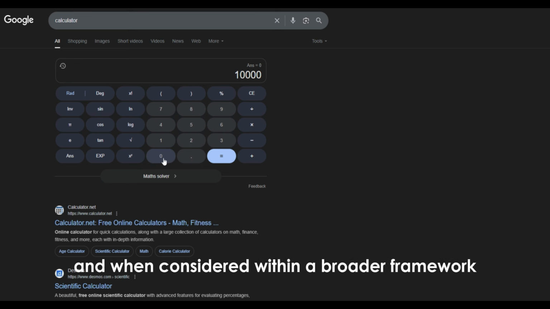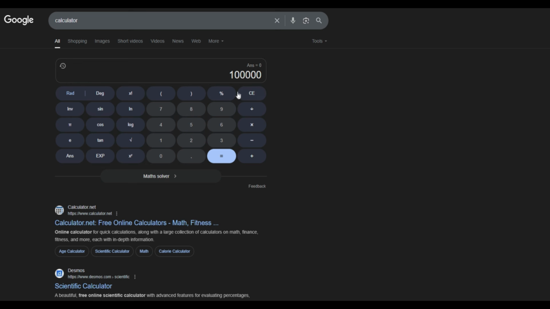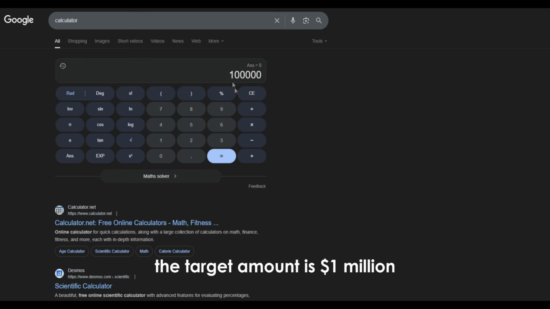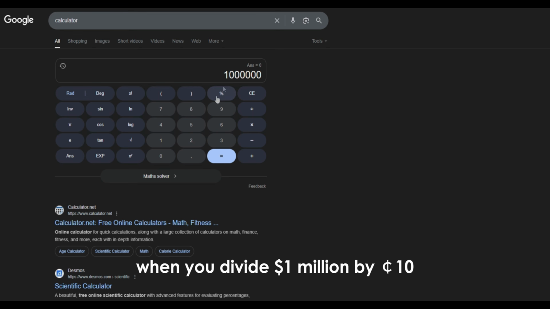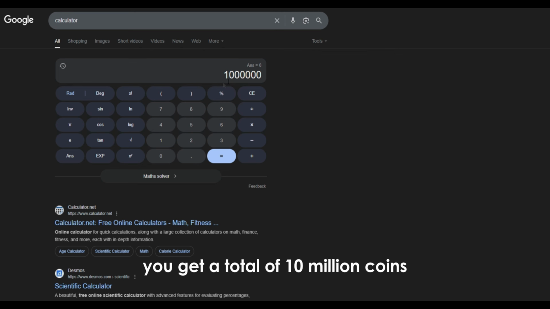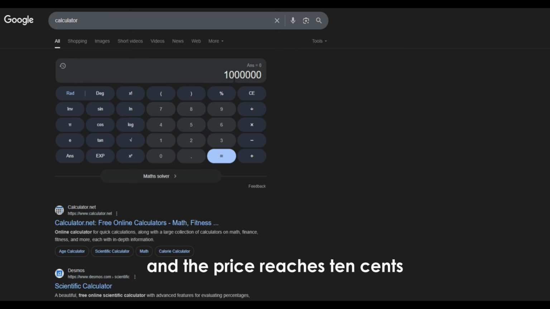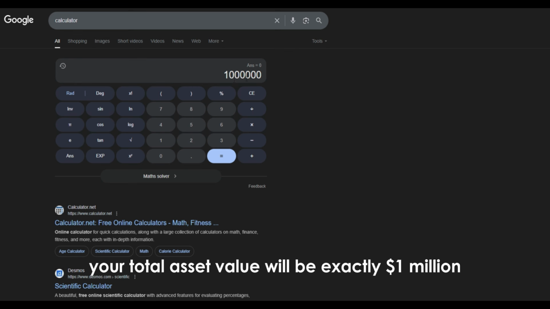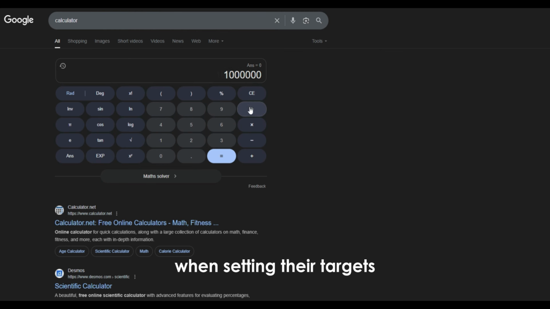And when considered within a broader framework that includes investor psychology, it becomes quite compelling. In the example you provided, the target amount is $1 million, and to reach this target, the first step is dividing by the target price of 10 cents. When you divide $1 million by 10 cents, you get a total of 10 million coins. This means that if you hold 10 million coins and the price reaches 10 cents, your total asset value will be exactly $1 million. This simple mathematical calculation is one of the basic methods investors use when setting their targets.